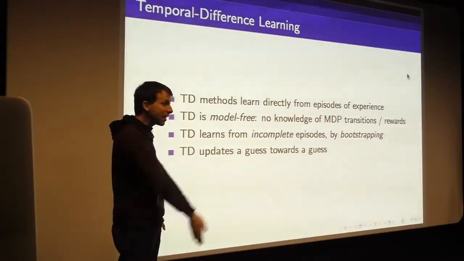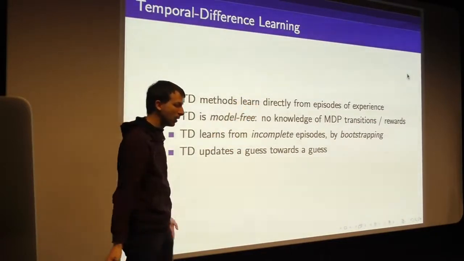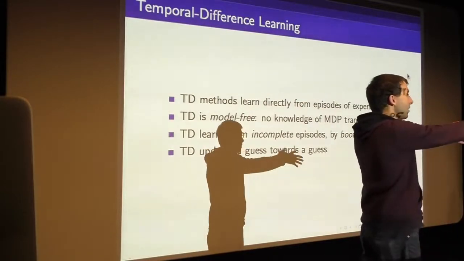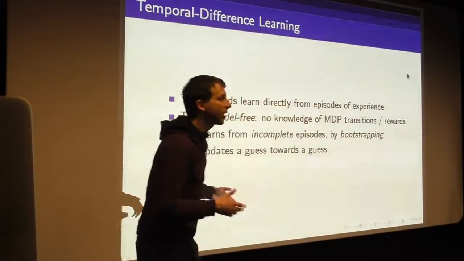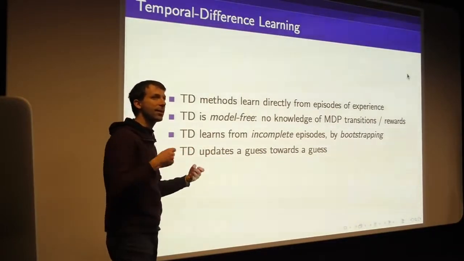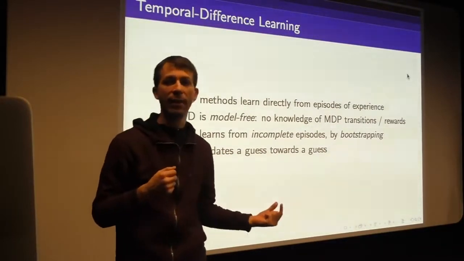We update our guess of the value function. I'm going to start off guessing how long it's going to take me to get to the wall. I'm going to walk some number of steps. I'm going to make another guess of how long it's going to take me to get to the wall. And I'm going to update my original guess towards my subsequent guess. That idea is called bootstrapping, and that's the fundamental idea behind TD learning.